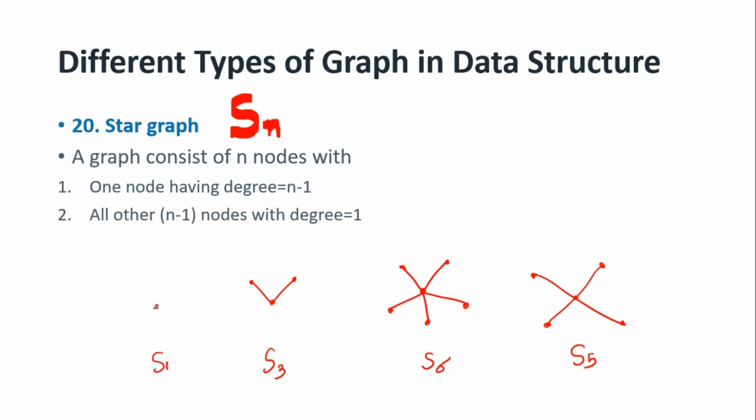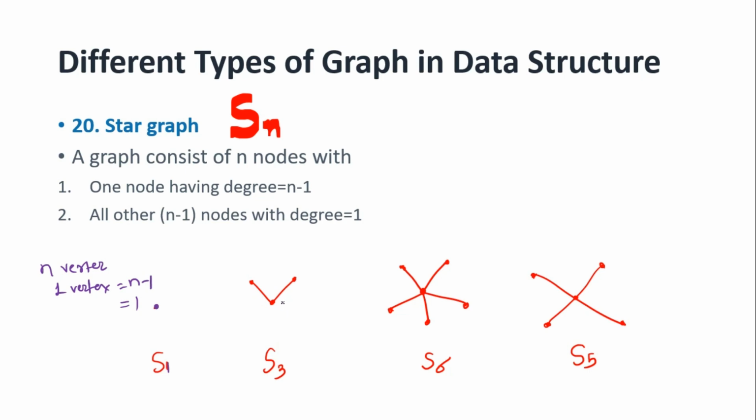Star graph for one vertex is this. Now for example, here I am just having one vertex, and I should satisfy this definition. For n vertices, you should have the degree of one vertex as n minus 1 and the degree of all other vertices as 1. So the degree of this vertex, as I am just having one vertex, will be 1 minus 1, that is 0, no edge is incoming, and all other vertices should have degree 1. But as there is no other vertex, this is satisfying the star graph definition.